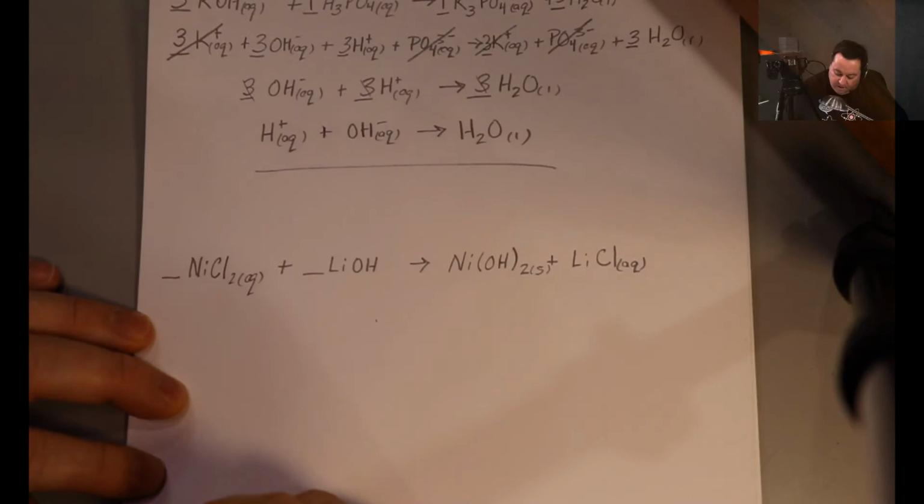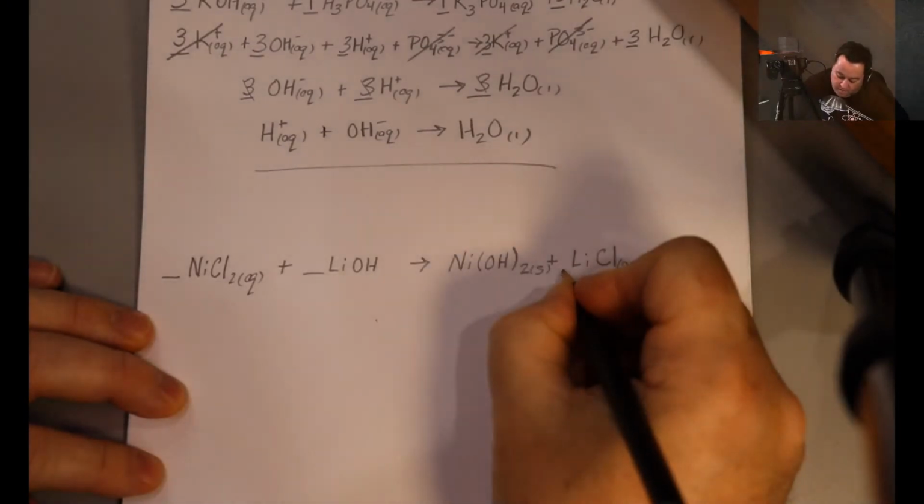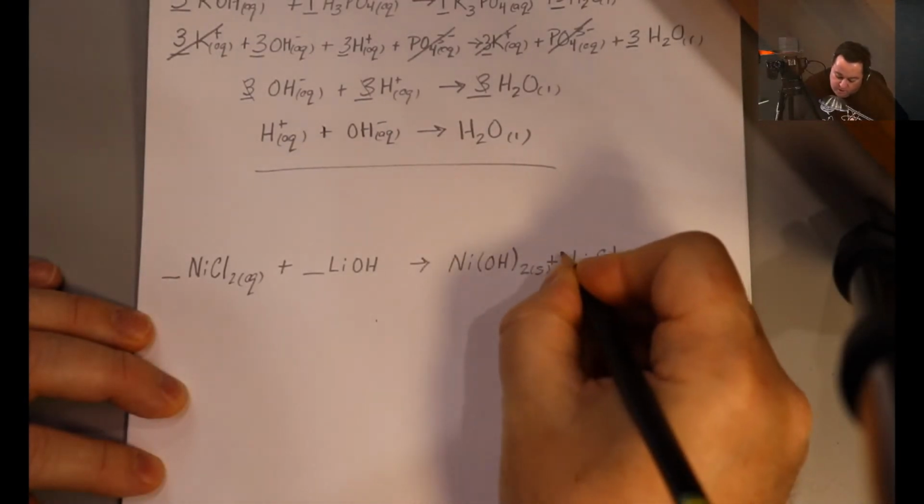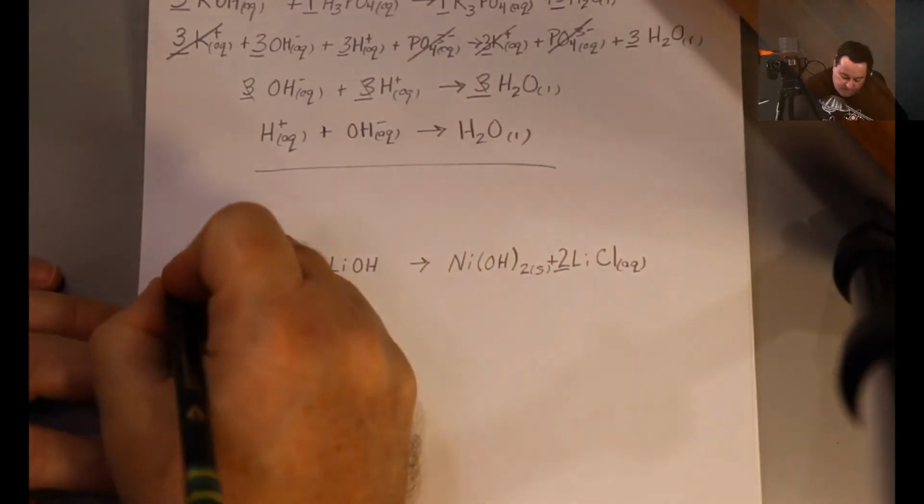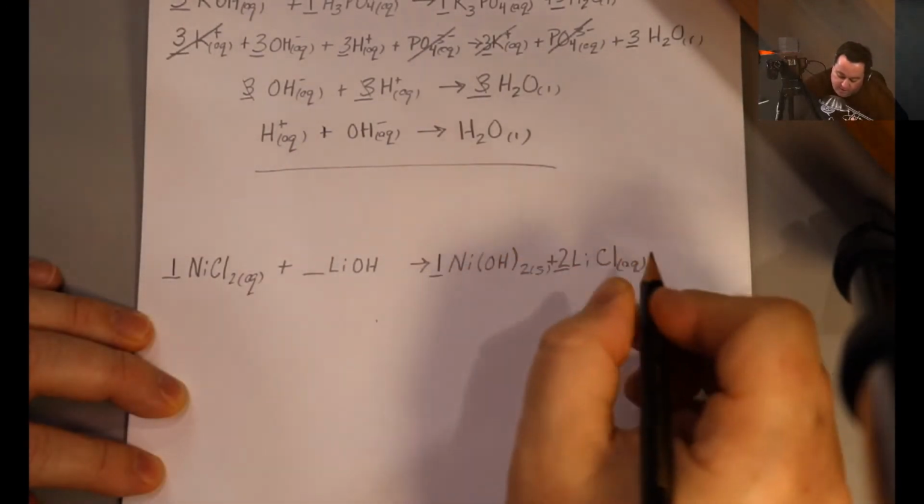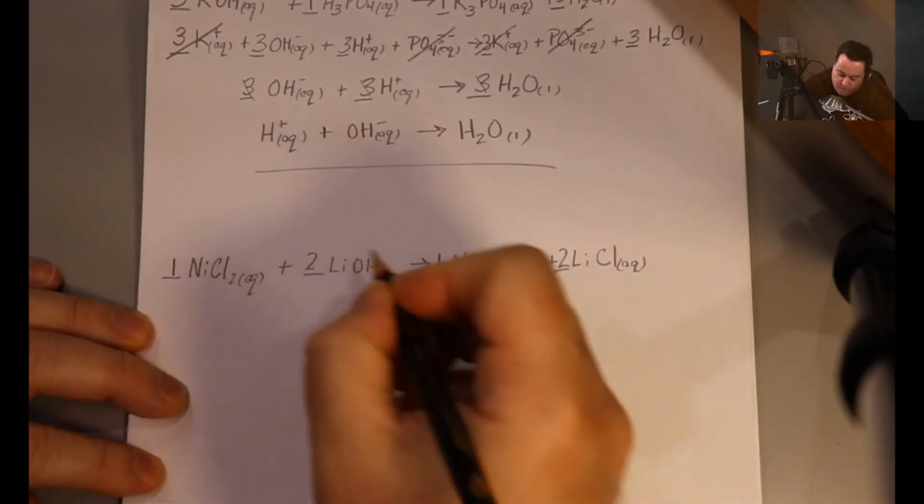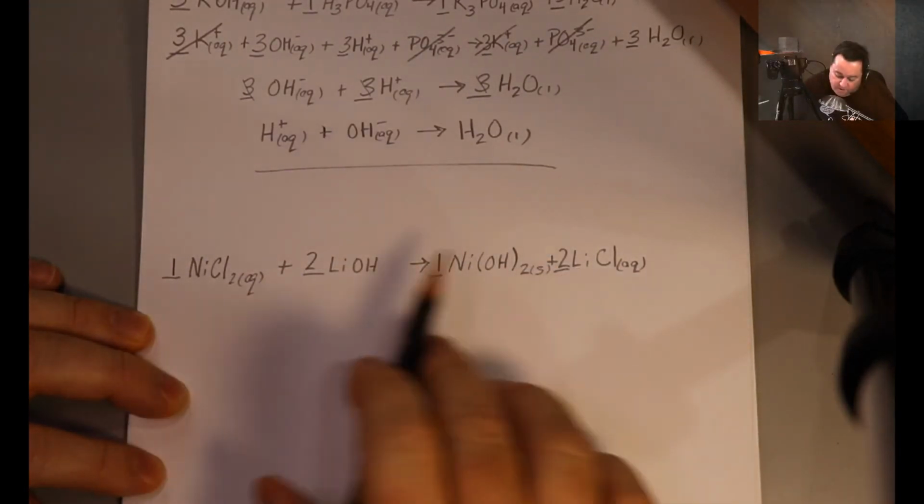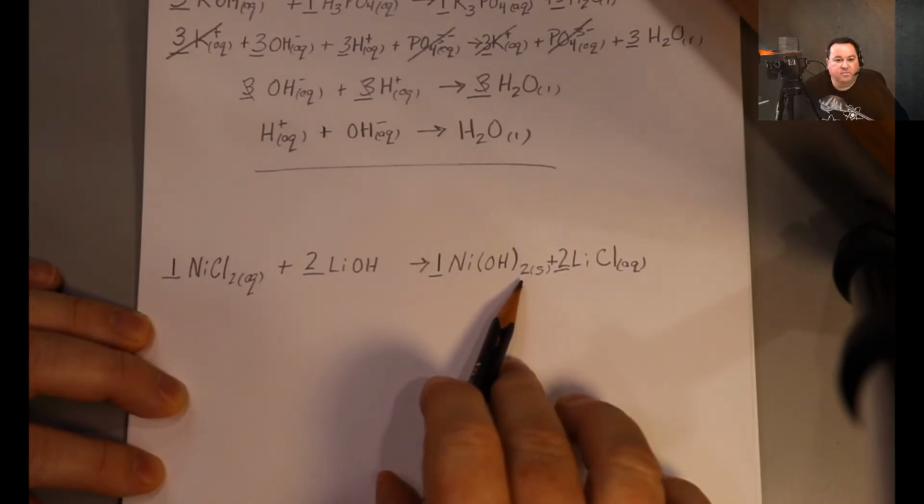Now I need to balance my equation. I'm going to need a 2 in front of here to balance the chlorine, and also I'm going to need a 2 here, which balances both the lithium here and the hydroxide here.